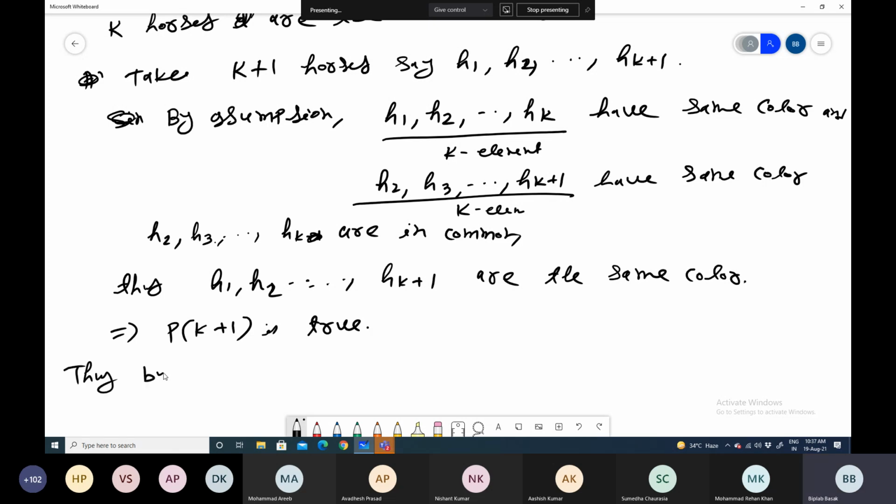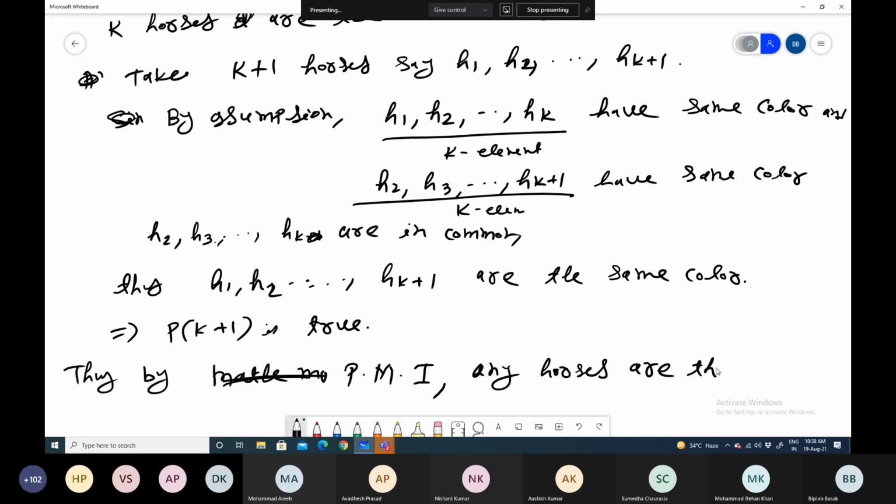So thus, by the principle of mathematical induction, we say any horses, or you can say all horses, are the same color.